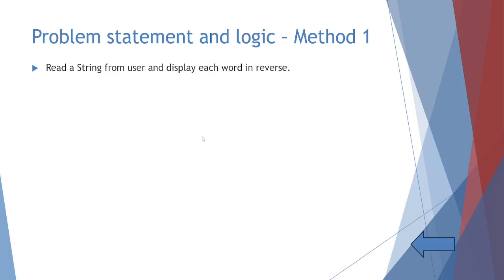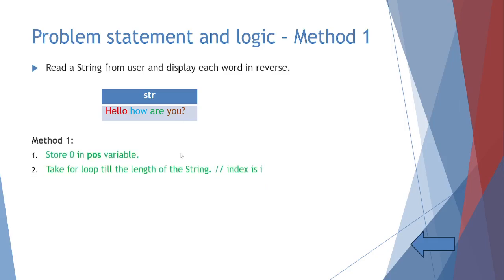The very first method is like this. Let's assume the string is read, str, and the user has given "hello, how are you?" Now method one talks about a variable, position, a very important variable in which we need to store 0. Why, we will understand. And a nested loop is required.